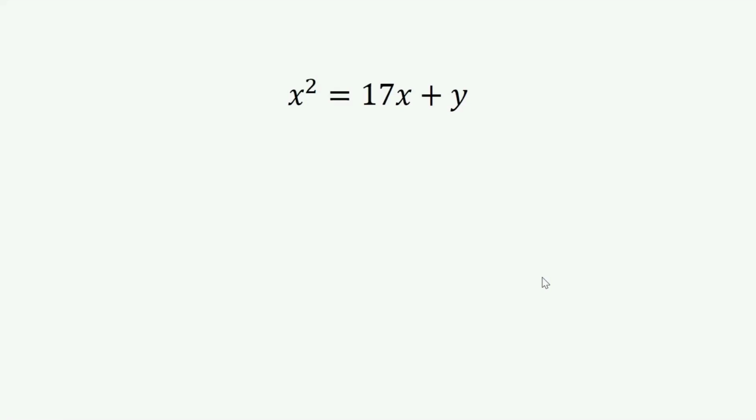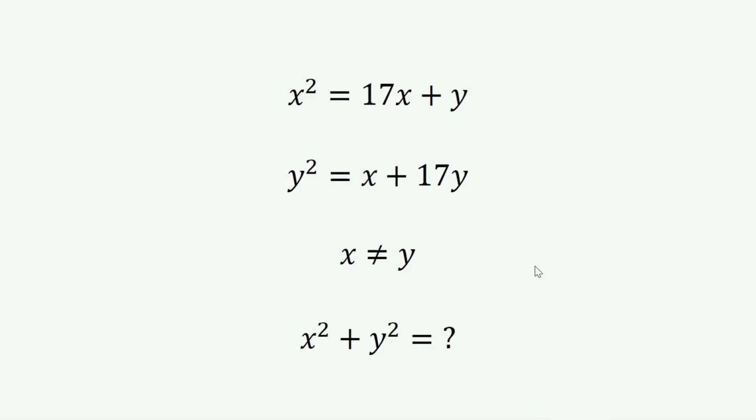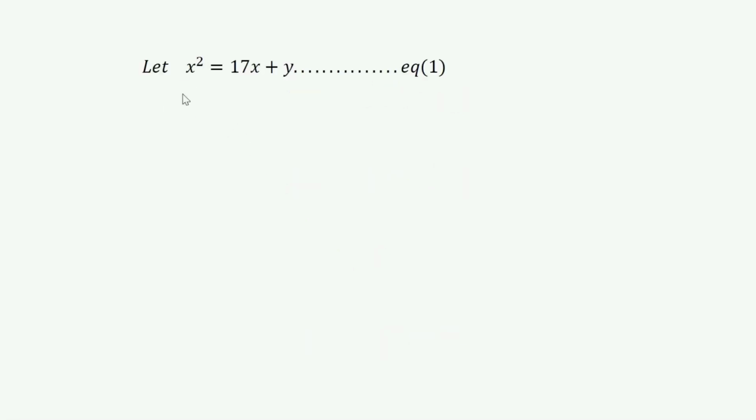If x squared equals 17x plus y and y squared equals x plus 17y, where x is not equal to y, then find the value of x squared plus y squared. To solve this, let's assume x squared equals 17x plus y is equation 1 and y squared equals x plus 17y is equation 2.